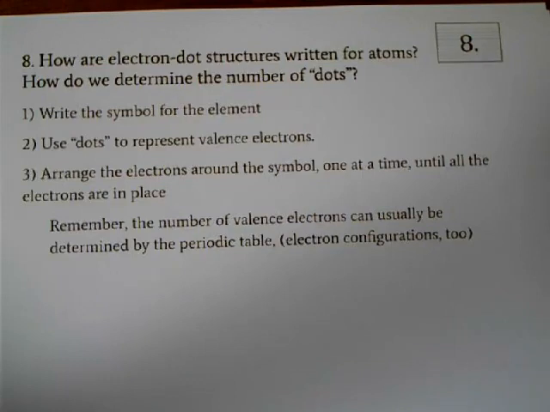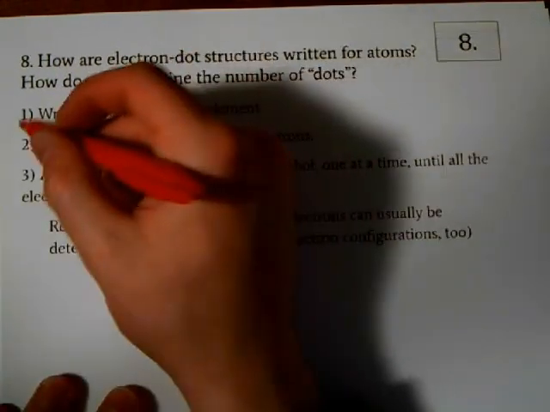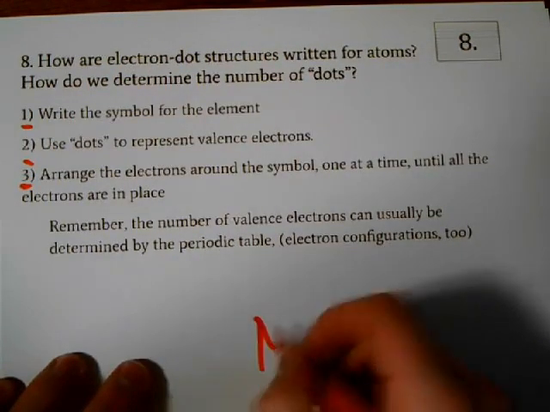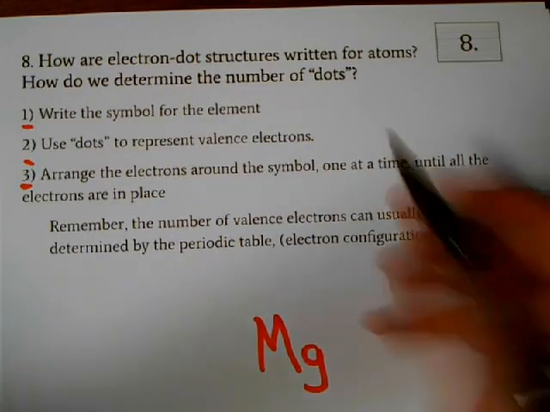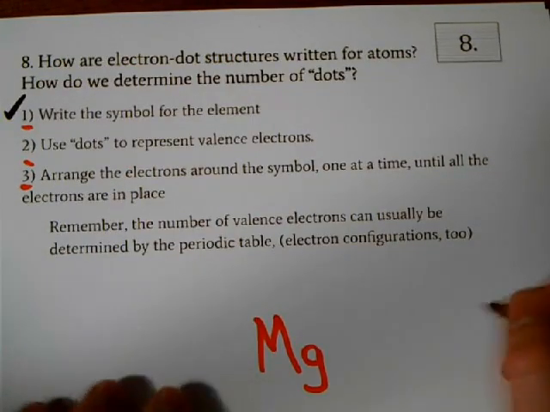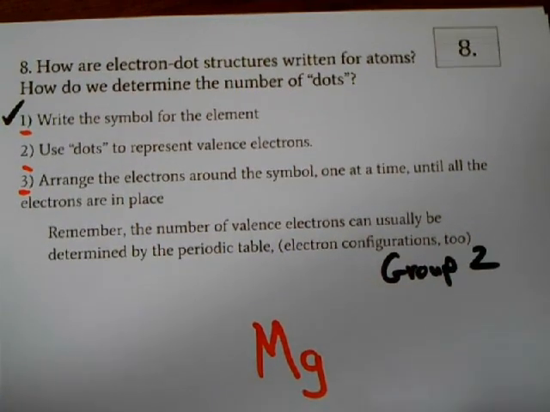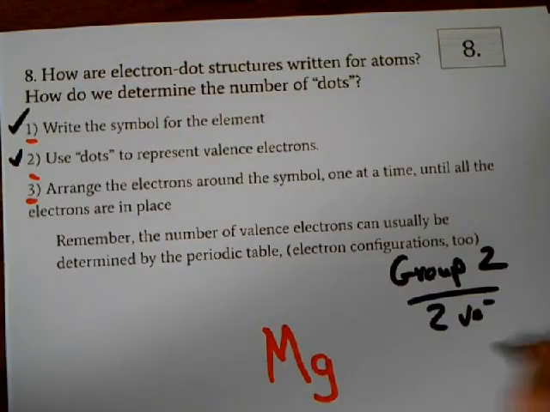I have the rules listed here for how the electron dot structures are written for atoms. So these are the 3 steps that we would use. I'm going to go ahead and do one really quickly for you. So let's do magnesium. You're going to be given an element, and you have to draw the electron dot structure for it. First is we write the symbol for the element, check. Second is we use dots to represent the valence electrons. So if I find magnesium, it's in group 2, it's an alkaline earth metal. So it's going to have 2 valence electrons. So we use those dots, 2 dots, to represent valence electrons.